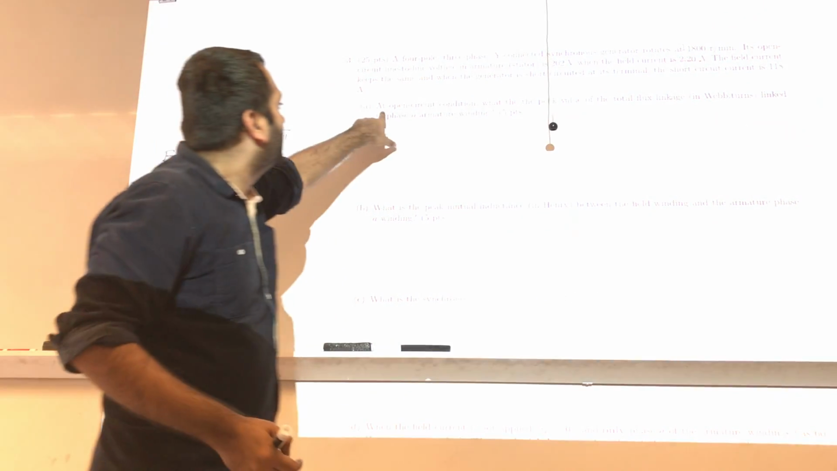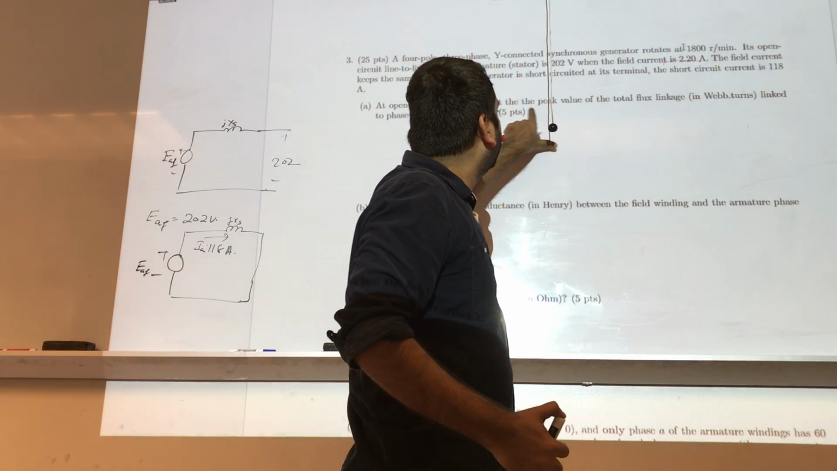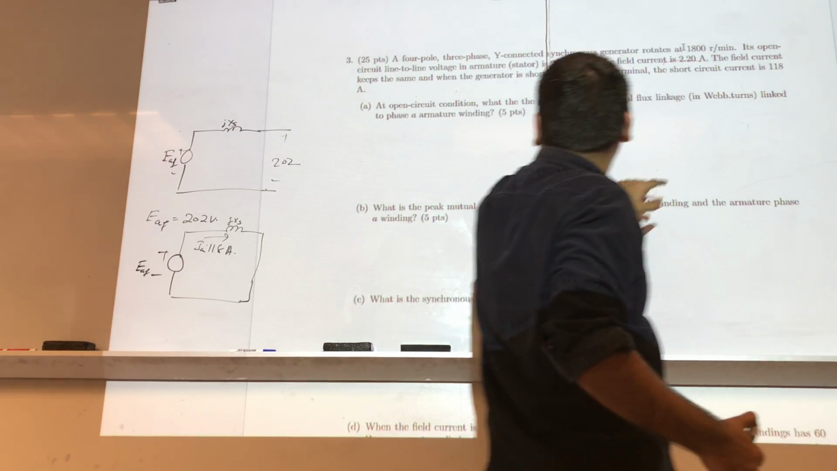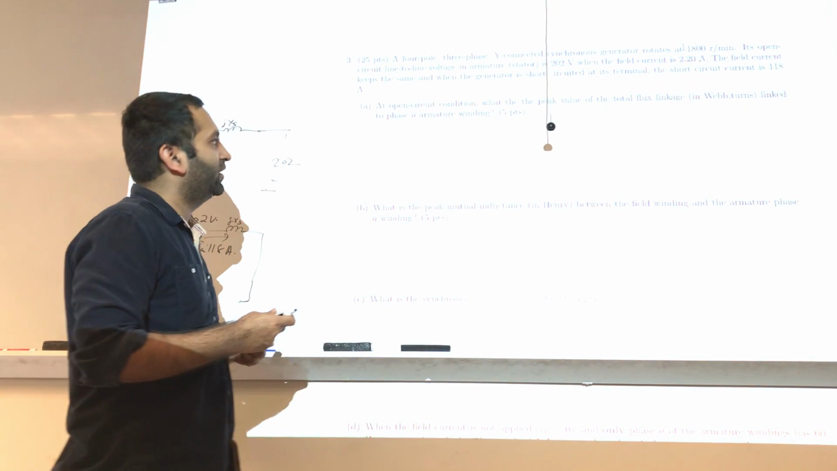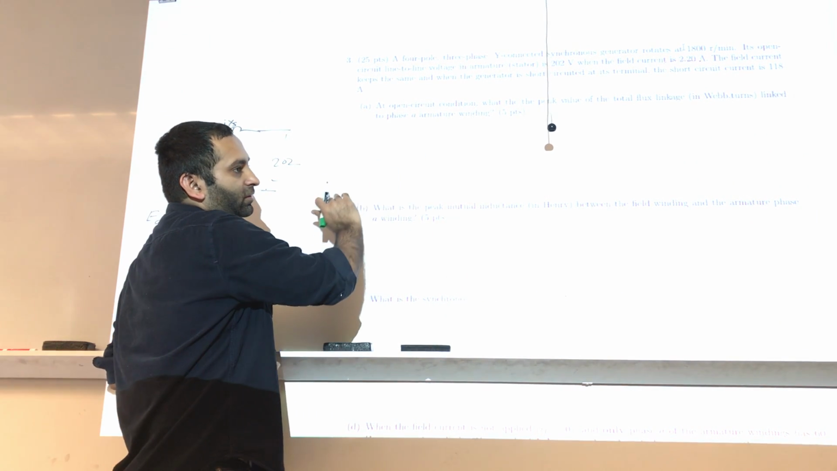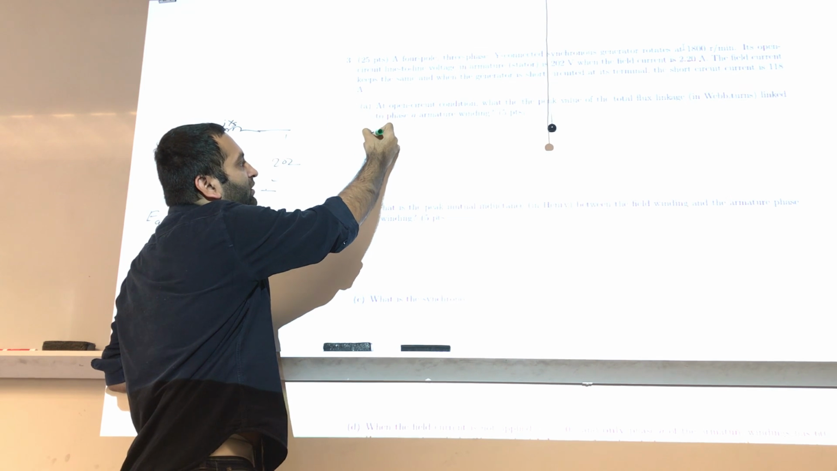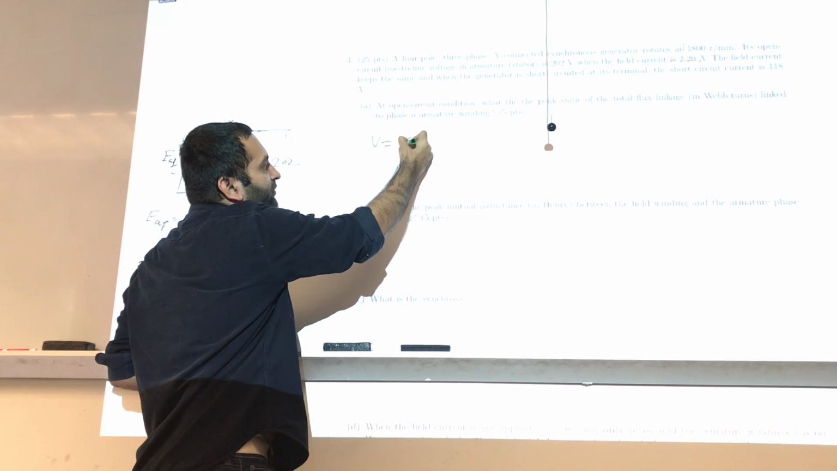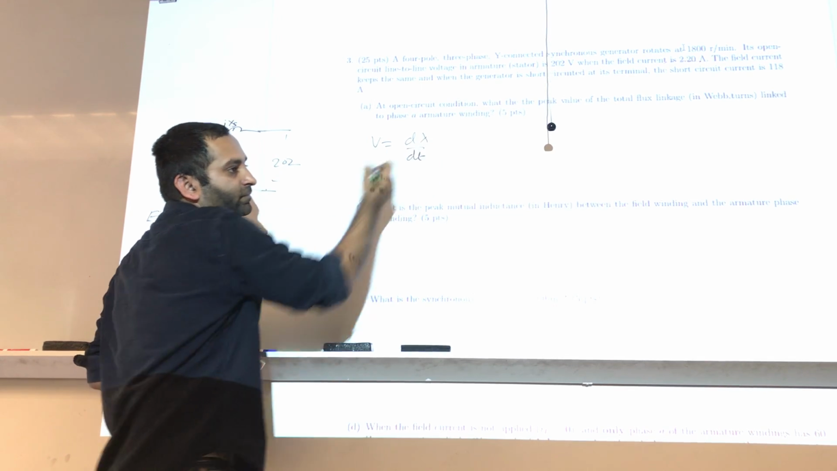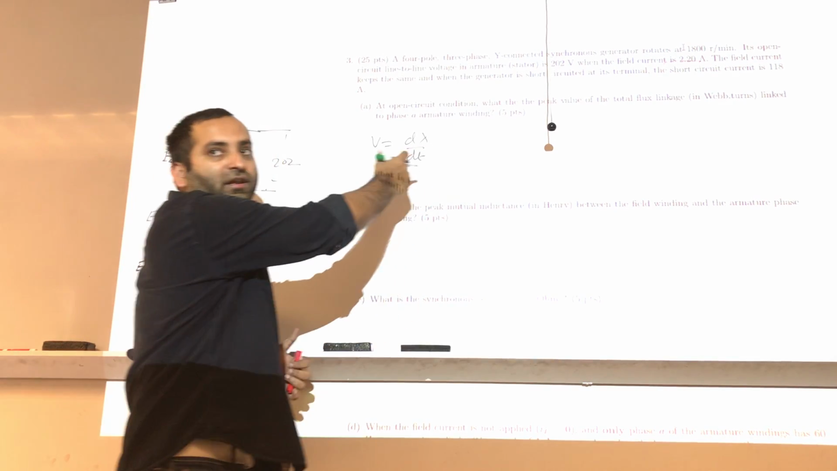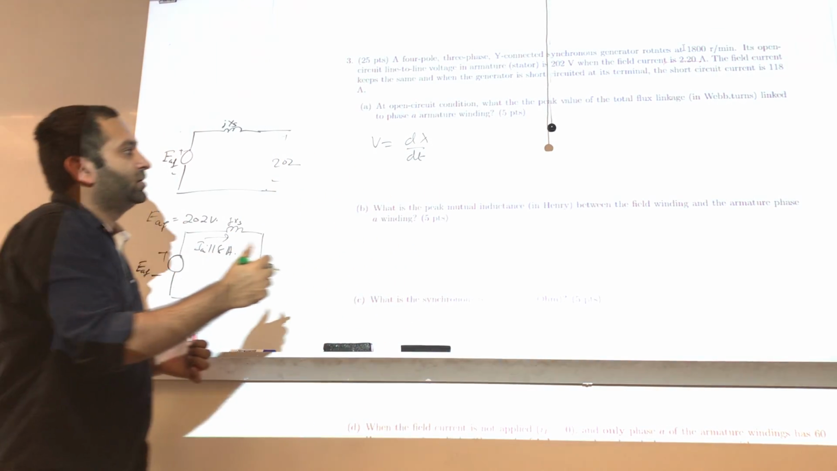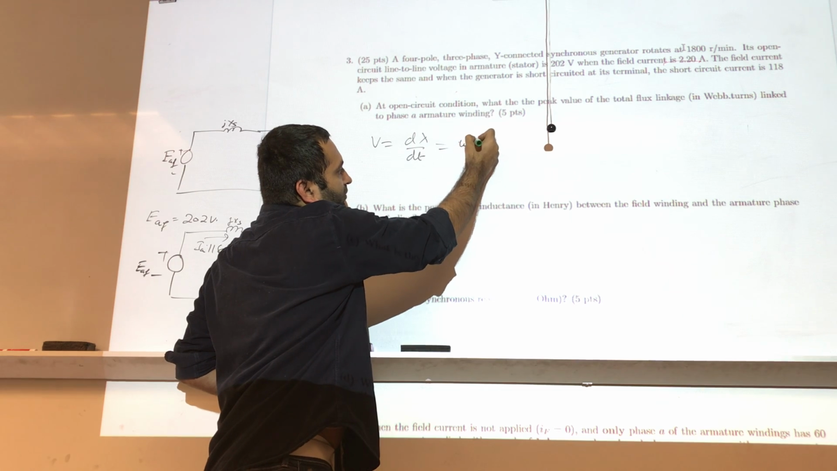Okay, what is the question? At open circuit, what is the peak value of flux linkage in phase A? The first question is asking you to find the flux linkage, which is lambda. So what is lambda? V equals d lambda over dt, right? Or we can write it as j omega lambda.